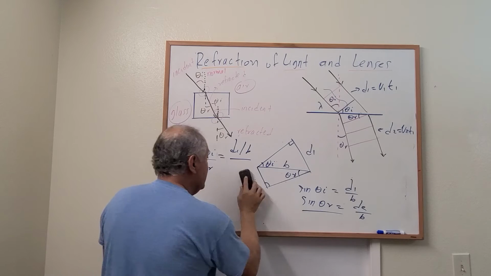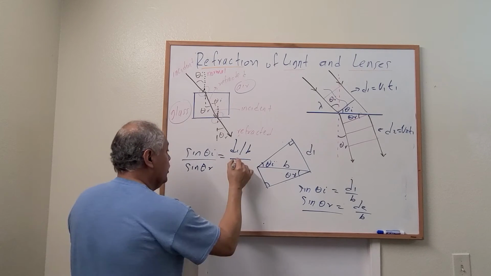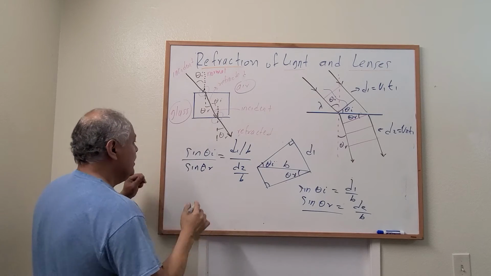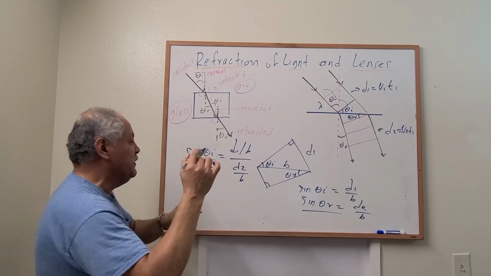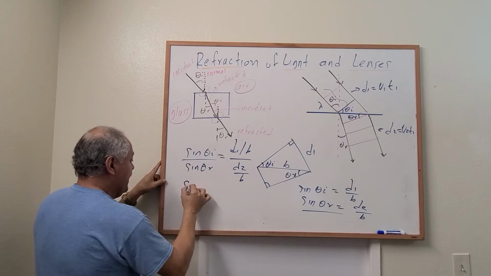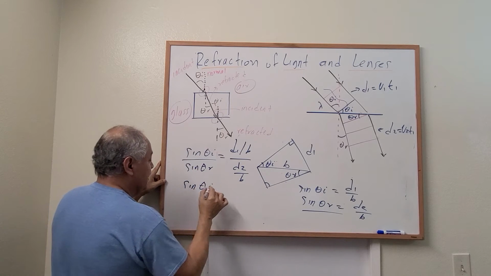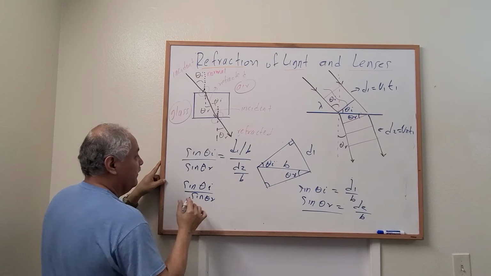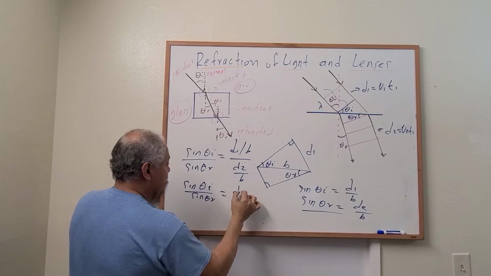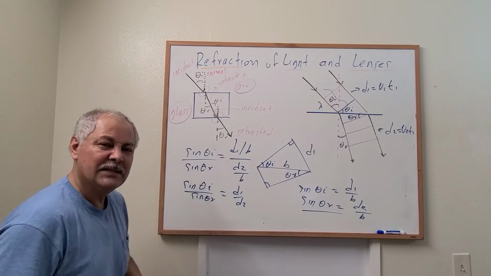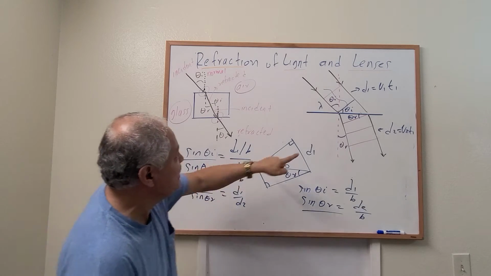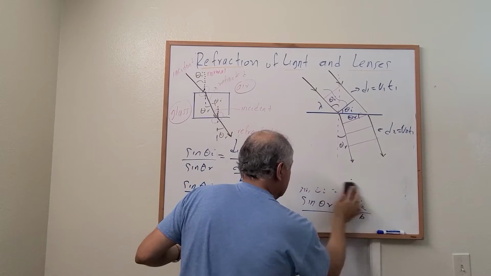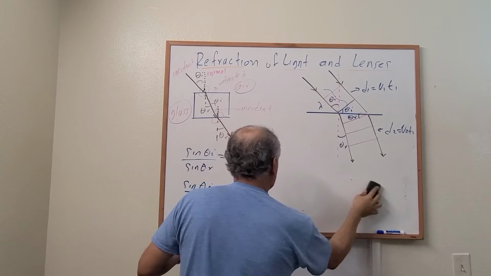D2 over B. So the B's cancel, and then we can rearrange it if you want to. We have sine theta incident over sine theta refracted equals D1 over D2. Correct? Perfect. Now let's use these conditions right here.